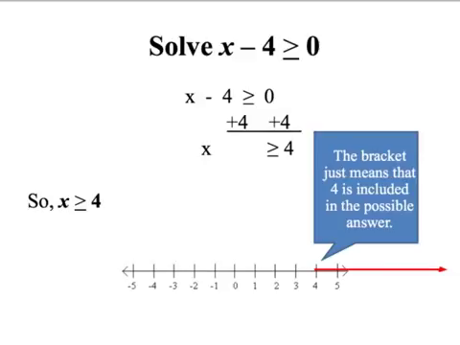Notice the difference between the previous example and this example. I'm solving the inequality the same way. I added 4 to each side and ended up with x is greater than or equal to 4. However, when I go to graph it, I'm going to put a bracket in rather than a parentheses because of the equal to that's part of the inequality.